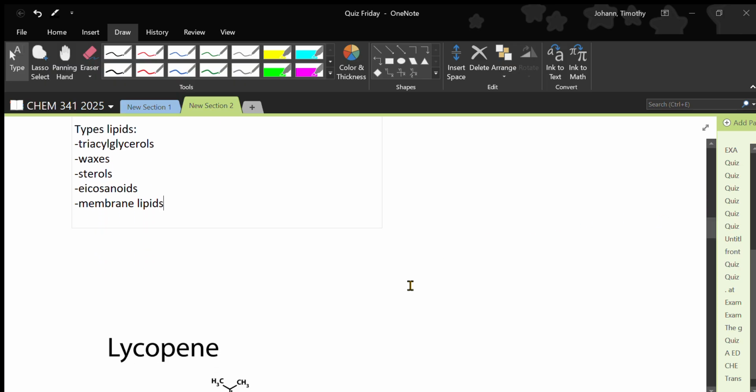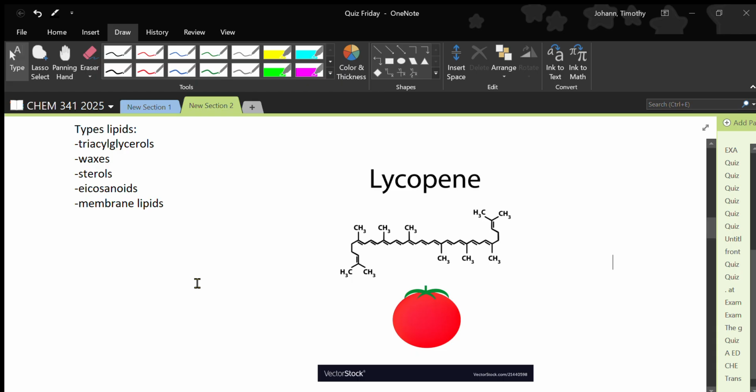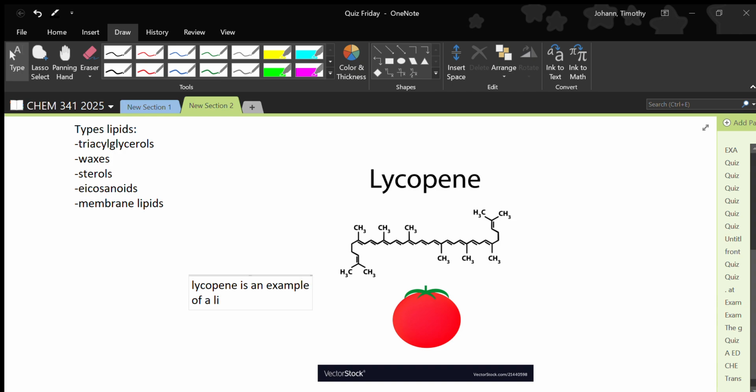So starting out, actually, let's look at lycopene while we're here. I have a picture of lycopene. This is a pigment. Lycopene is an example of a lipid as a pigment. Why does this molecule have color? Because it's aromatic. It's not aromatic. Conjugated. It has a lot of conjugation in it, right? Aromatic is a special thing, where you have to have rings. So we've got a lot of conjugation here over and over again.